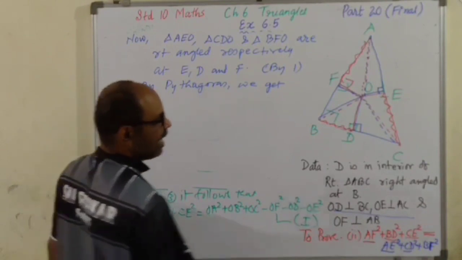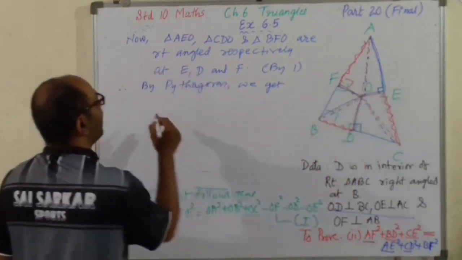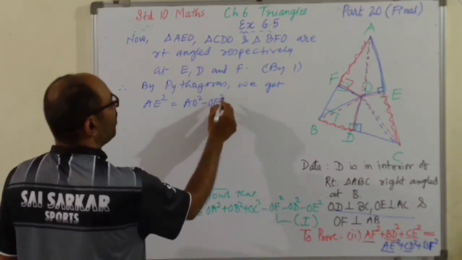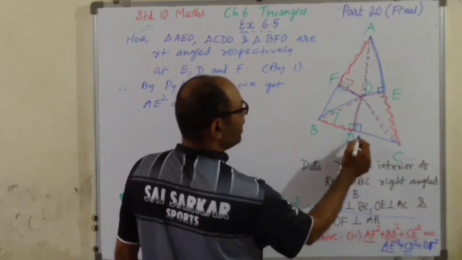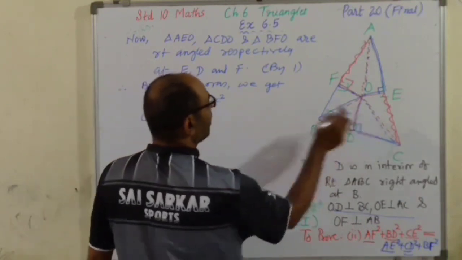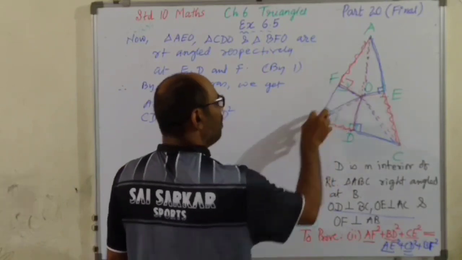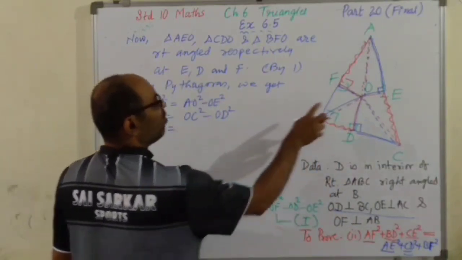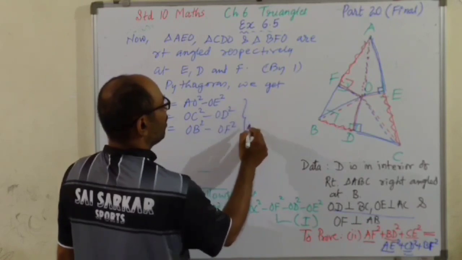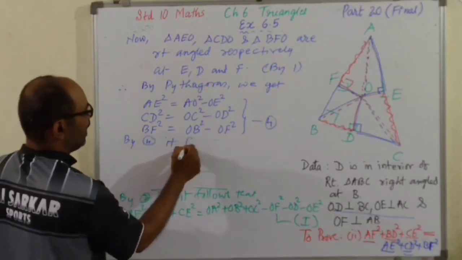we will write directly. I want AE, this one. So hypotenuse square minus the remaining side. AE square is equal to AO square minus OE square. Then CD is needed, CD here. So CD square is hypotenuse square OC square minus OD square. And in this triangle, BF square is equal to hypotenuse square OB square minus OF square. Call it result number 4.